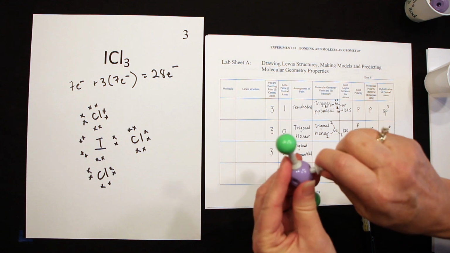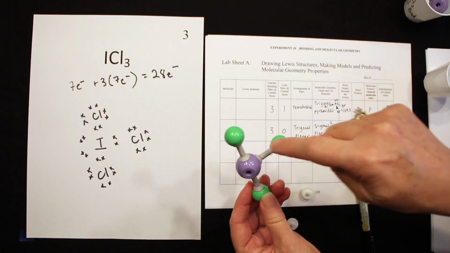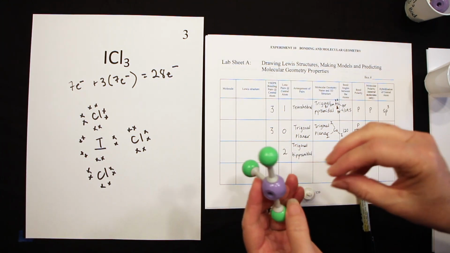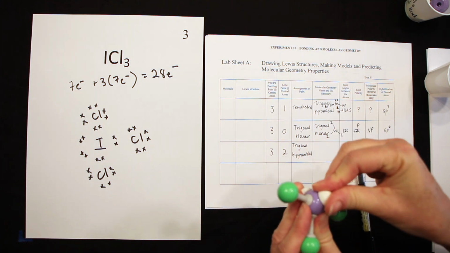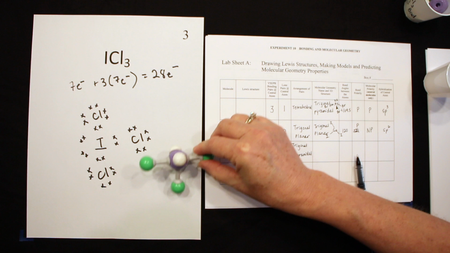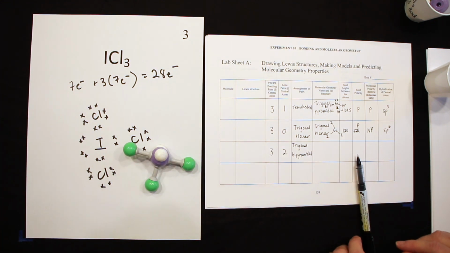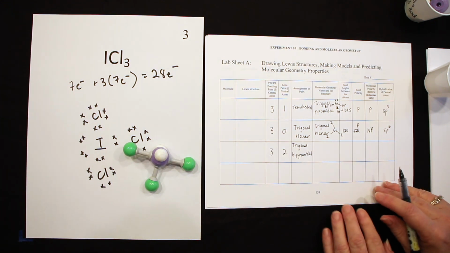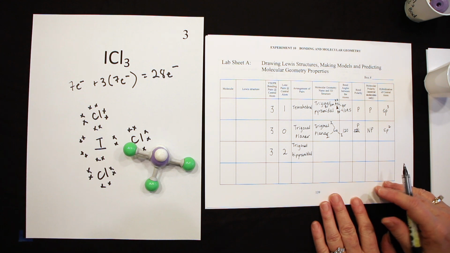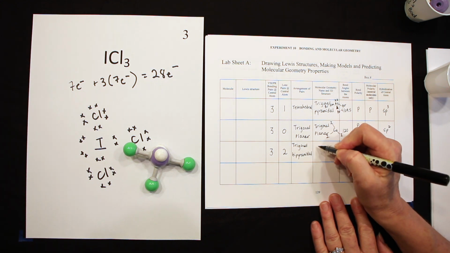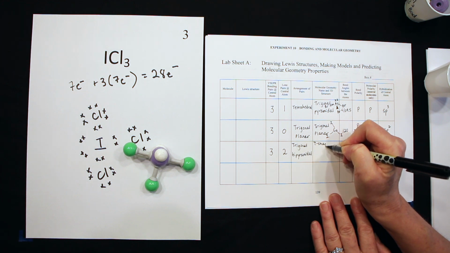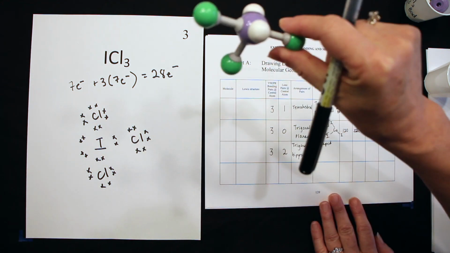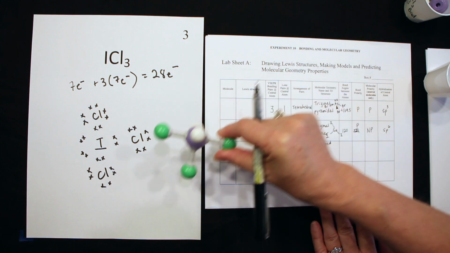I've got 3 bonding pairs. There's my chlorines, and 2 lone pairs. I'm going to leave that there for a minute. If you'll refer to table 10.1, this molecular geometry is T-shaped. See how that looks like a T.